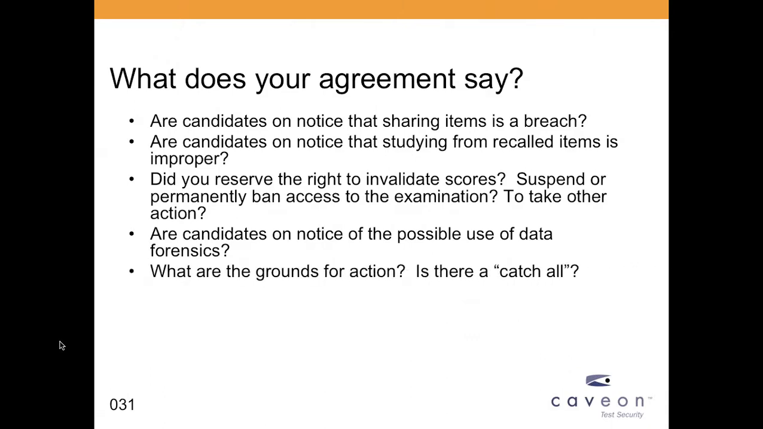Next bullet, what are the grounds for action? What sorts of activities will trigger your right to take action? Do you have a catch-all provision in there? I usually highly recommend a catch-all that might say something along the lines of, we reserve the right in our sole discretion to take other necessary action in the event that the validity of the score is, in our view, in question. Something that's broad enough to give you some contractual right to take some action.